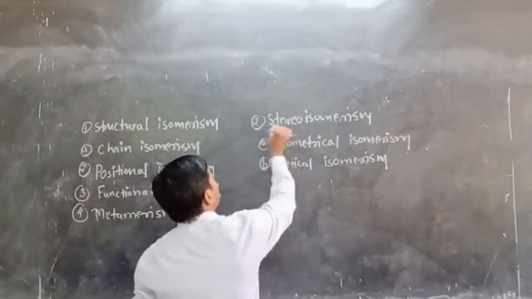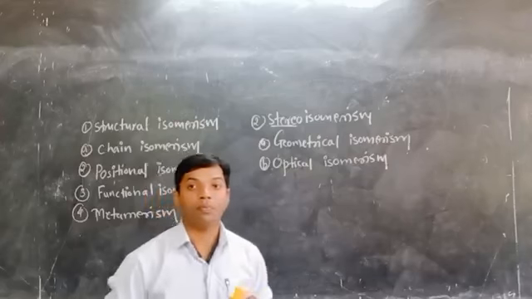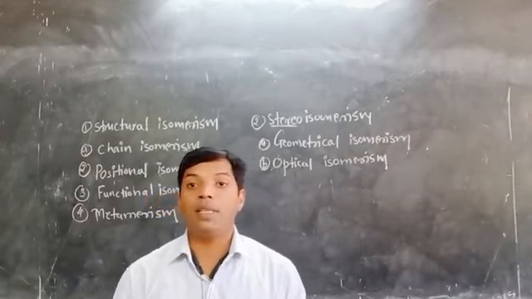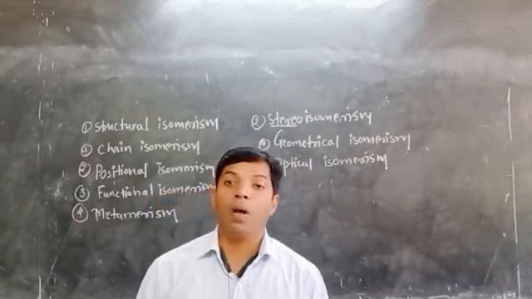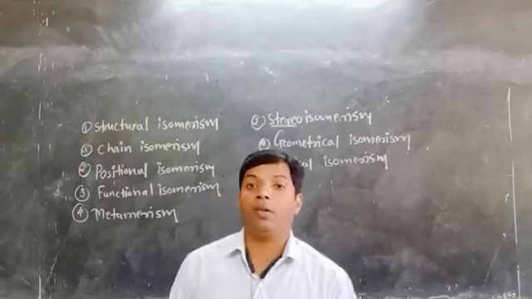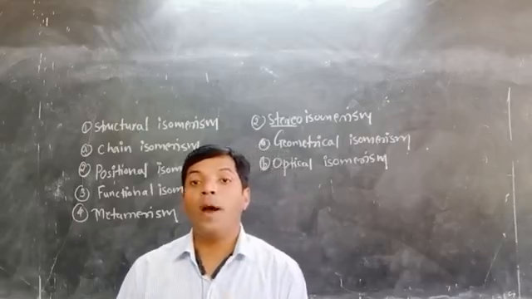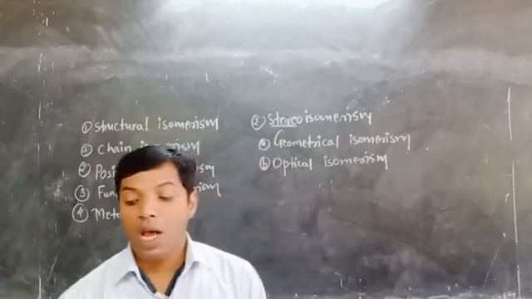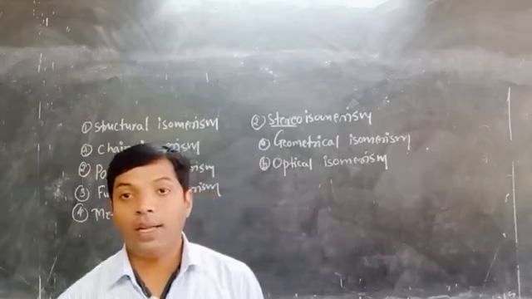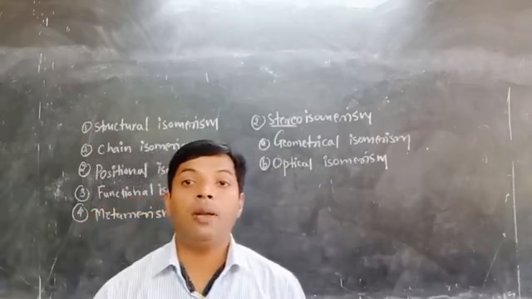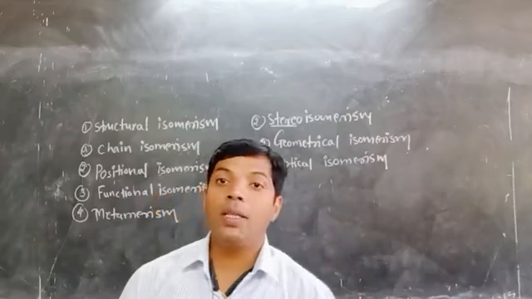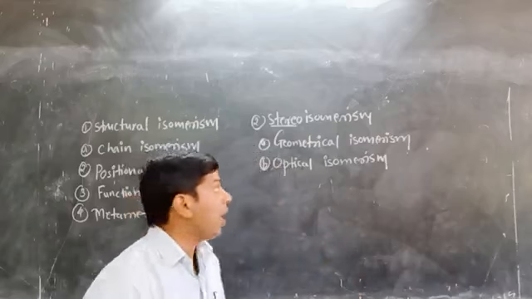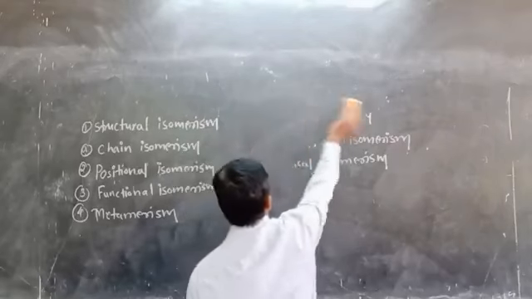And what about stereoisomerism? The word stereo means spatial, in space. What do you mean by stereoisomerism? When two or more compounds have the same molecular formula but the spatial arrangement of atoms or groups of atoms is different, they are called stereoisomers. Stereoisomerism is classified into two types: geometrical isomerism and optical isomerism. So let's first discuss chain isomerism.